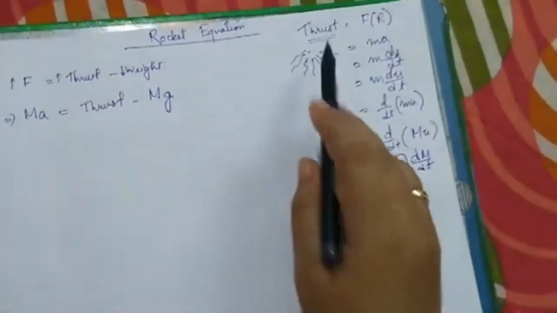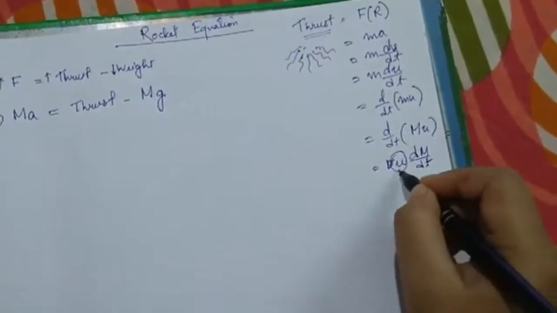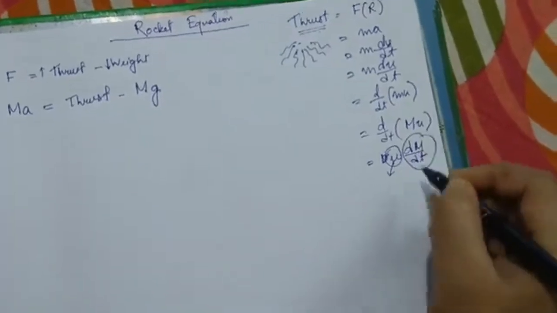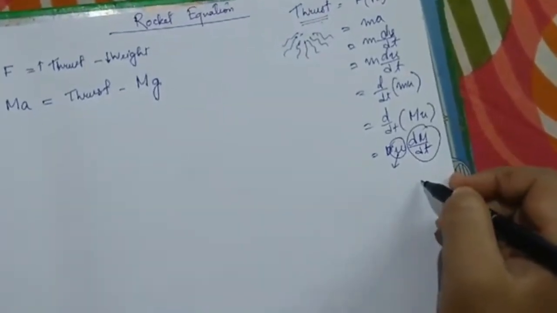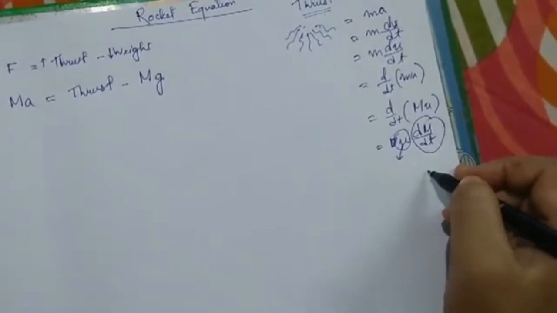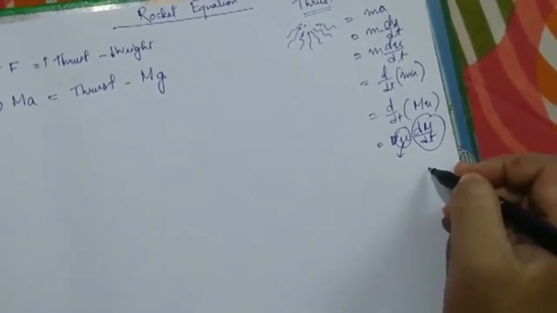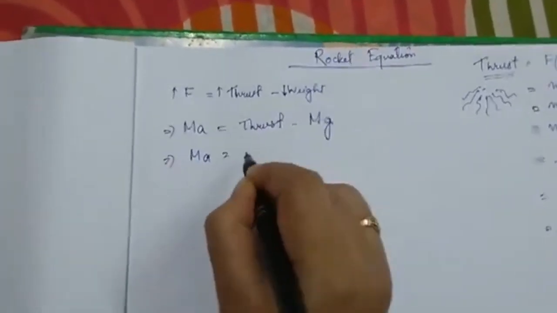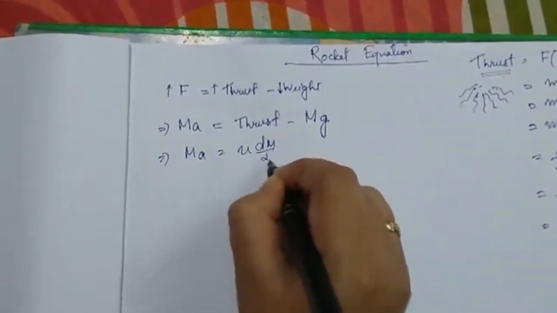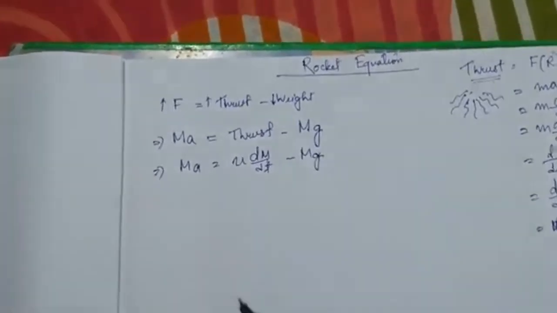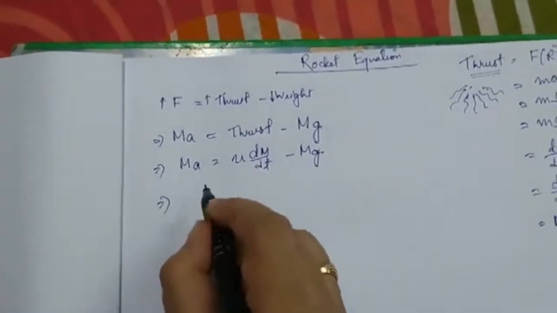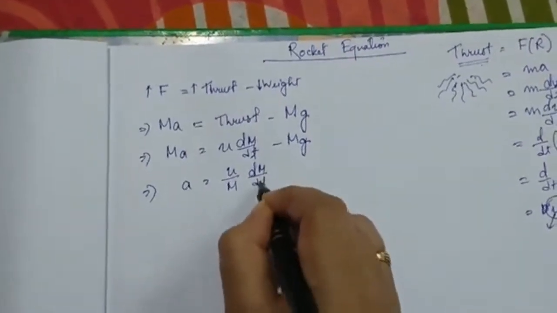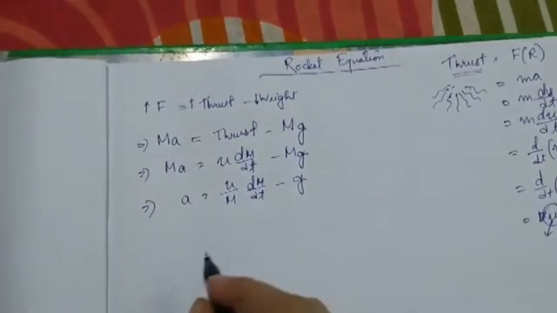So overall the formula for thrust will be equal to u into dm/dt, where u is the velocity of ejection of the fuel, and this is the rate of decrease in the mass of the rocket, or you can say the rate of mass ejection. So that means what we are going to write here is m into a; thrust I will write as u dm/dt minus mg. M is common everywhere, so I will write it as u by m dm/dt minus g.